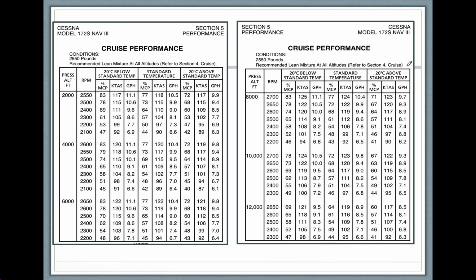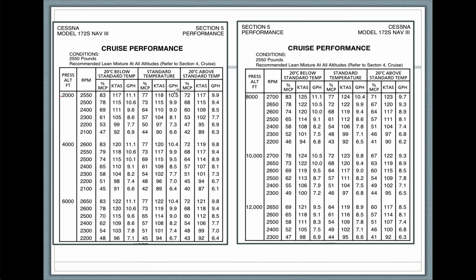So in the Cessna 172S model, they give you 2 pages worth of cruise charts. They're saying at 2,000 feet, at these different RPM settings, these are the different power settings, the different amounts of power your engine will make. This is max continuous power. And at this altitude, at this RPM, you will make this much power, you will go this fast, and burn this many gallons per hour.